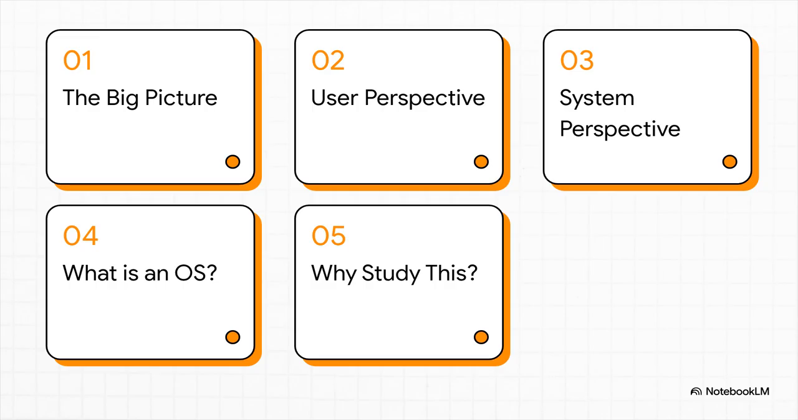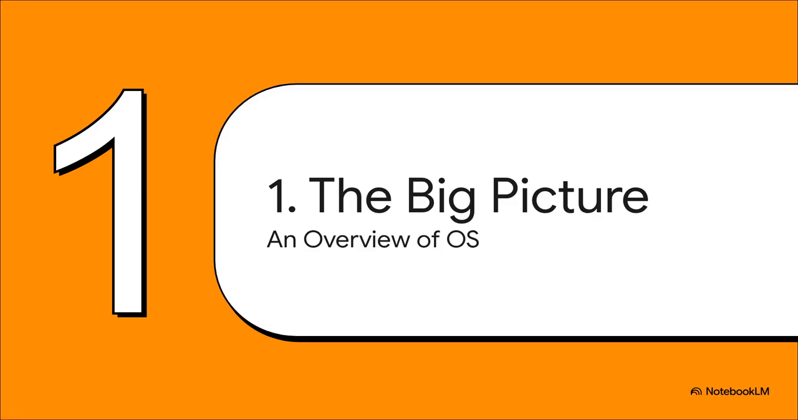Here is our roadmap for today. We'll start with the big picture, then look at the user's perspective, followed by the system's perspective. After that, we'll clearly define what an OS actually is, and finally, wrap up with why you really need to study this. Section 1. The big picture. Let's set up the foundational role of the operating system.